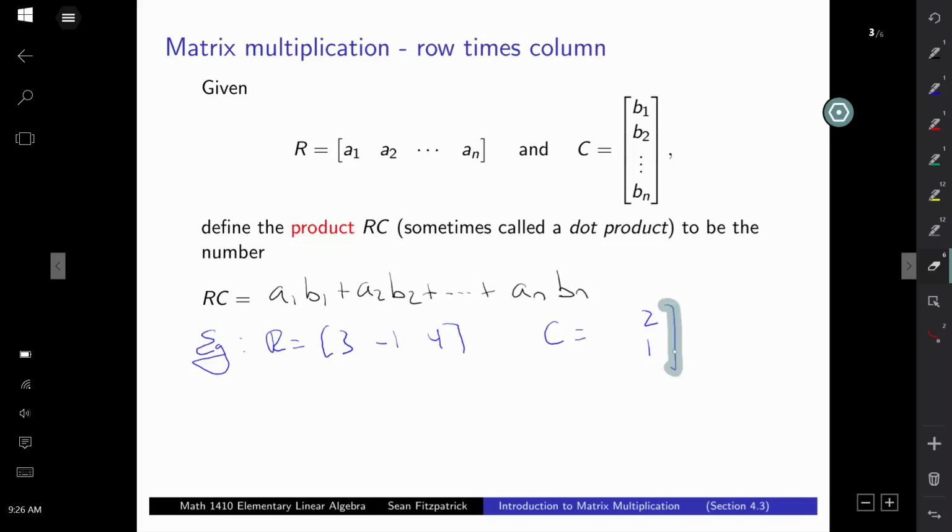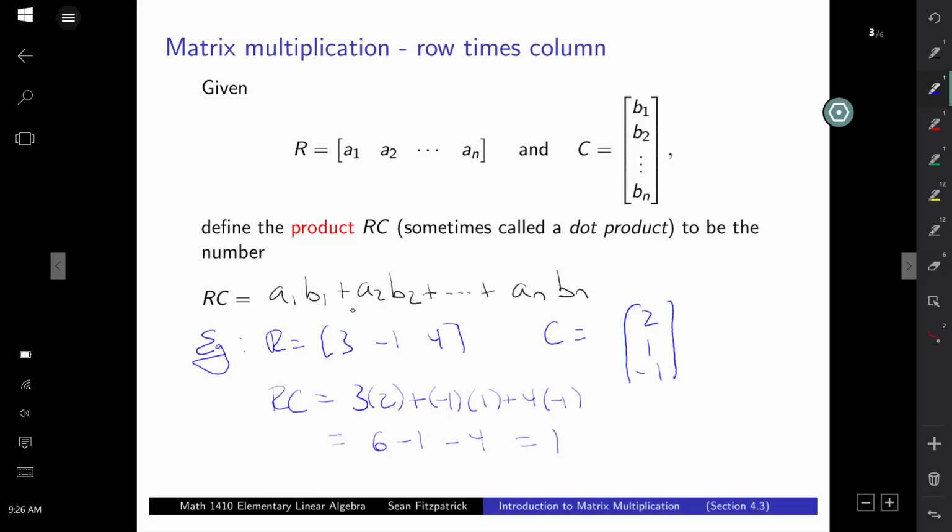The way I get these things to work is I make sure that they're the right size. So maybe I do 2, 1, and maybe minus 1. Okay, then I can do R times C. R times C is going to be 3 times 2 plus minus 1 times 1 plus 4 times minus 1. So I get 6 minus 1 minus 4. I get 1 for that product.